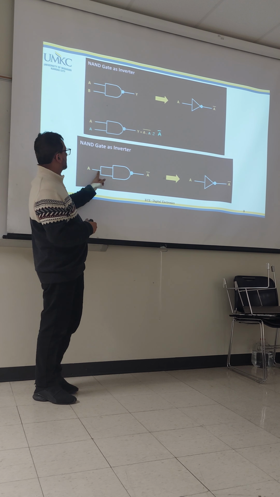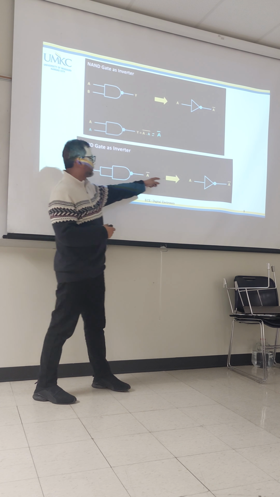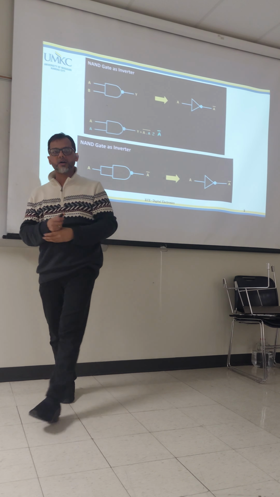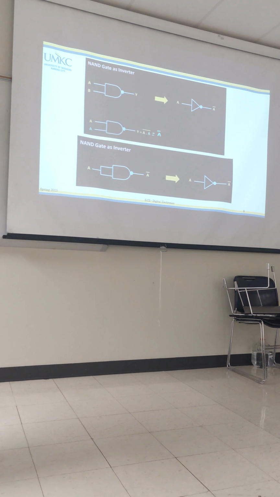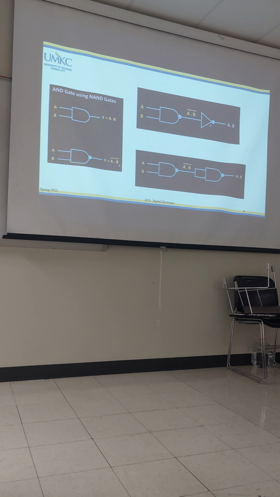So if you use the same connection, the same input, on the 2-input NAND gate, it will give you the opposite output, or the complement of the input. So that means to implement a NOT gate, we require only one NAND gate. Only one NAND gate.